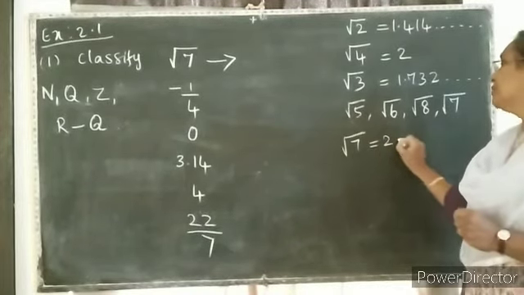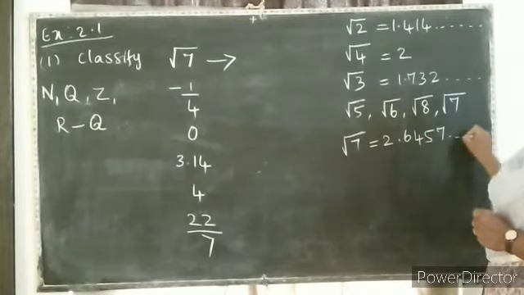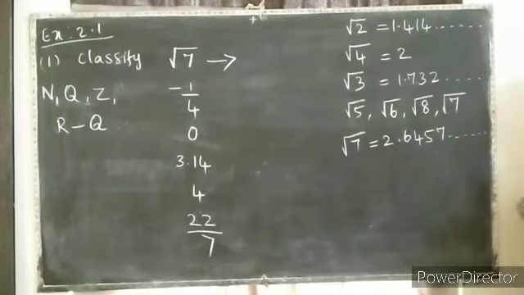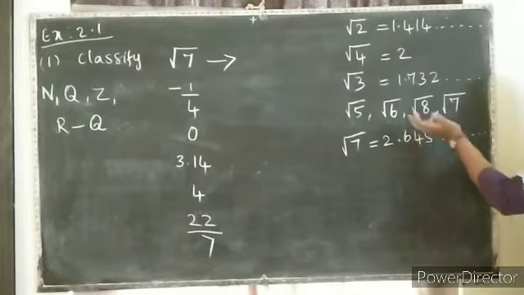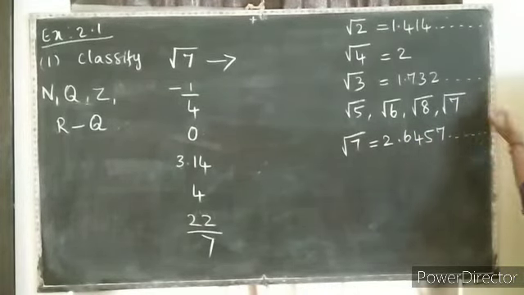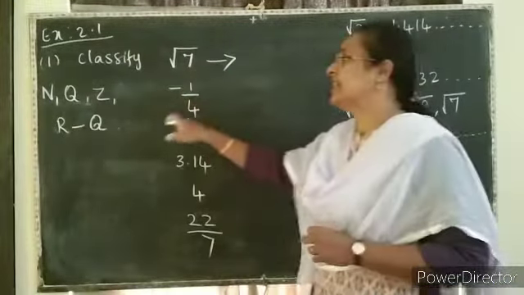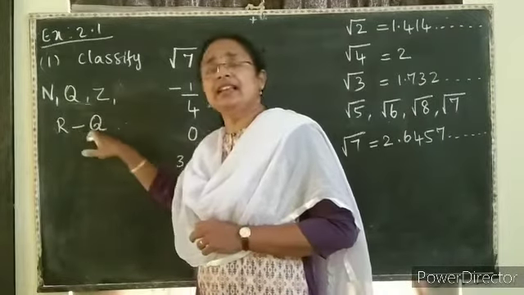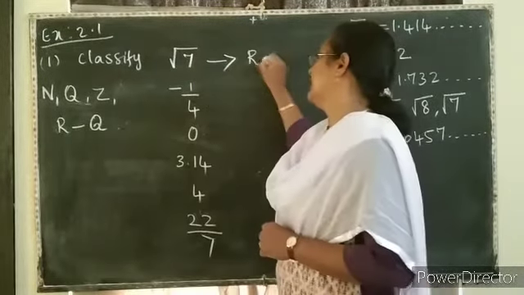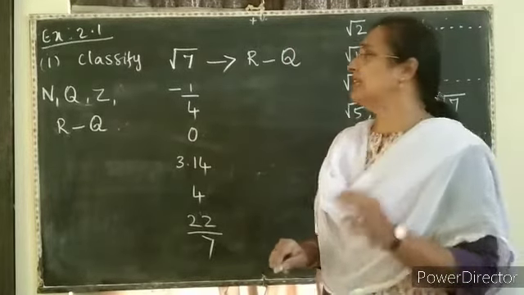Root 7 is 2.6457 and it goes on. Is it clear for you? So now this number root 7 is an irrational number since it is a non-terminating and non-recurring decimal. So this root 7 is classified as what? Irrational number. So I can classify it as R minus Q, which stands for an irrational number.